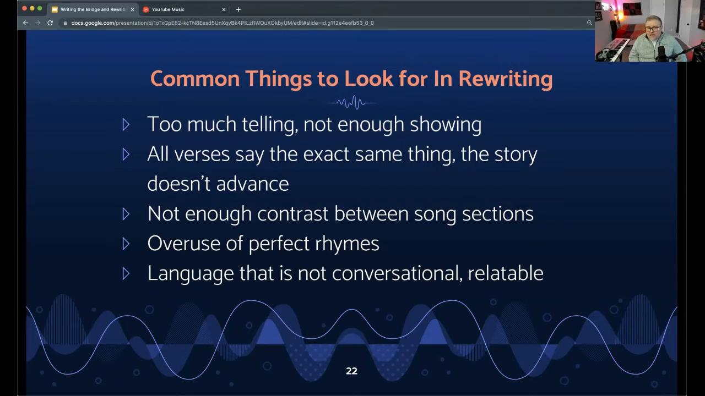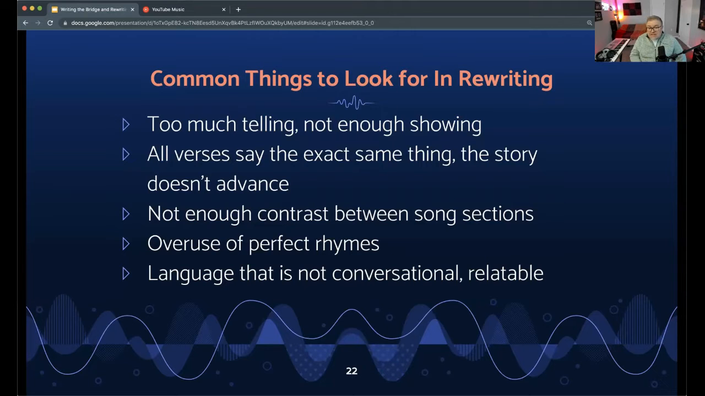Also, one of the common mistakes that people make is your verses are all saying the same thing and your story isn't advancing. Your verses sometimes might have different words, but the overall thing that it's saying is exactly the same as the first verse. And that gets really boring for your listener and it doesn't advance the story. So watch out for that.